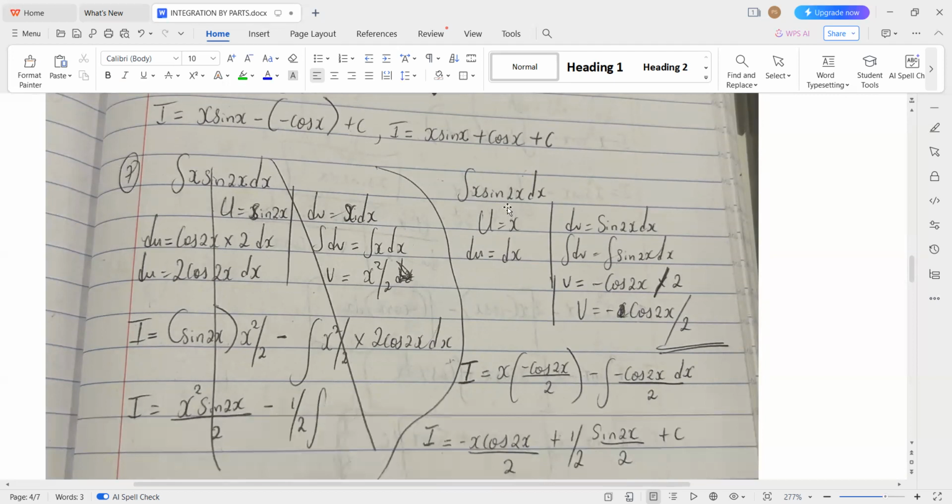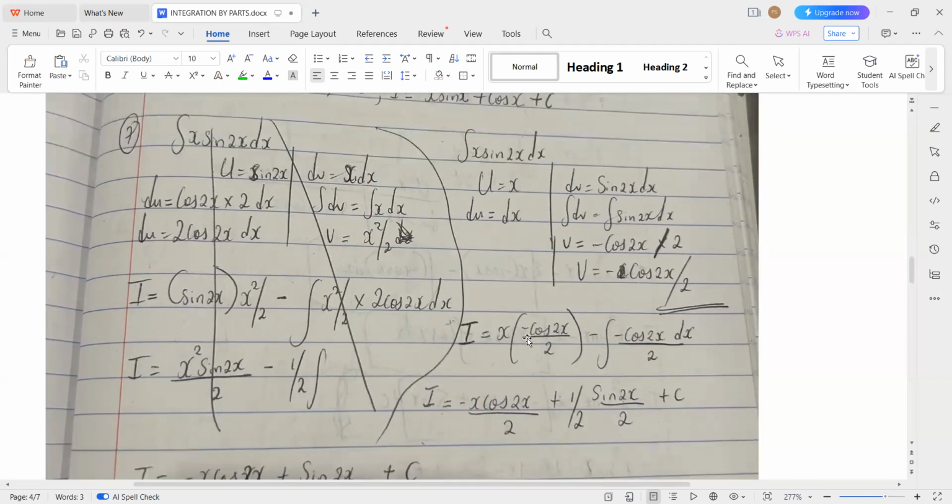It says the integral of x sin 2x. So we say u is equal to x. So the differential of x is dx. The integral of sin 2x is going to give us minus cos 2x over 2. So then you say I is equal to x times what? Minus cos 2x over 2, minus the integral of minus cos 2x over 2.